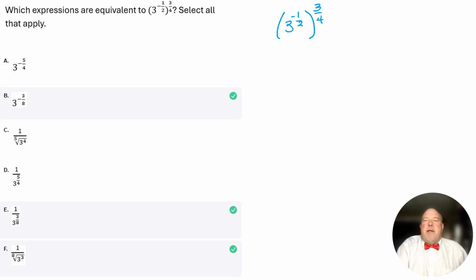So I have a power raised to a power, and the way you simplify that is by multiplying the exponents together. So we're going to do 3 to the negative 1/2, and then I'm going to multiply that negative 1/2 times 3/4. Remember, when you multiply fractions, you just multiply straight across. So 1 times 3 and 2 times 4, and then it's going to be negative. So this simplifies to 3 to the negative 3/8.